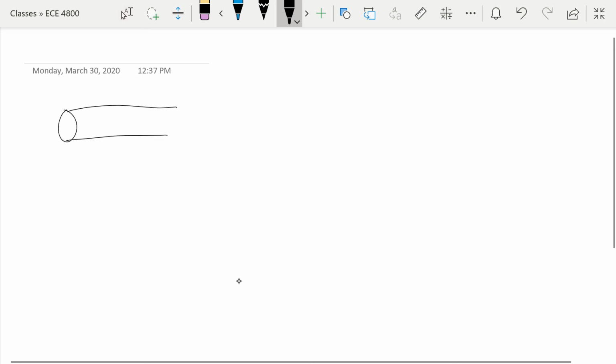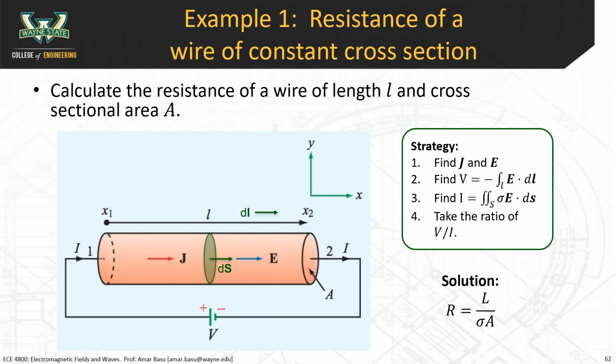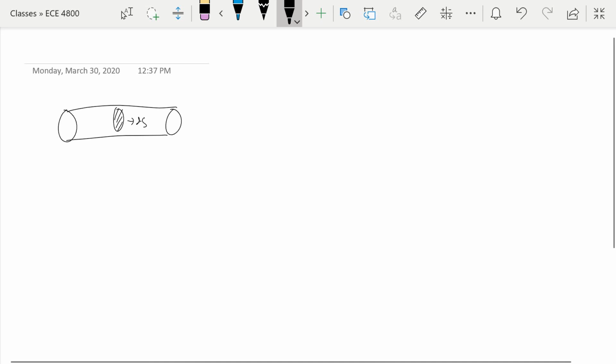So you have a wire here like this. The cross section looks kind of like this. dS is pointed in this direction. All right, so our strategy is to find J and E first. So what we want to find is the resistance R. The electric field is pointing in this direction, and so our current is also in this direction. And we are orienting ourselves so that this is the x direction.